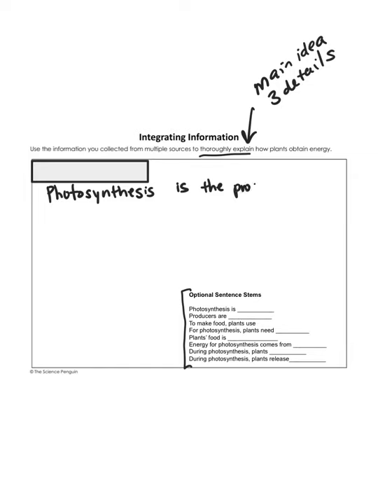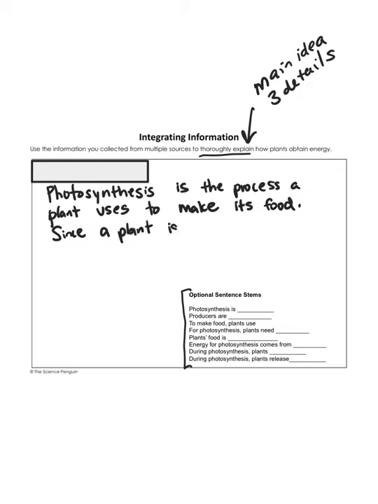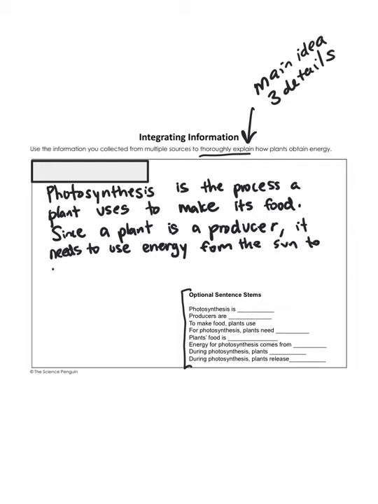Photosynthesis is the process a plant uses to make its food. Since a plant is a producer, it needs to use energy from the sun to make food. Okay? So far I've used this sentence starter here, and I've used this sentence starter here.